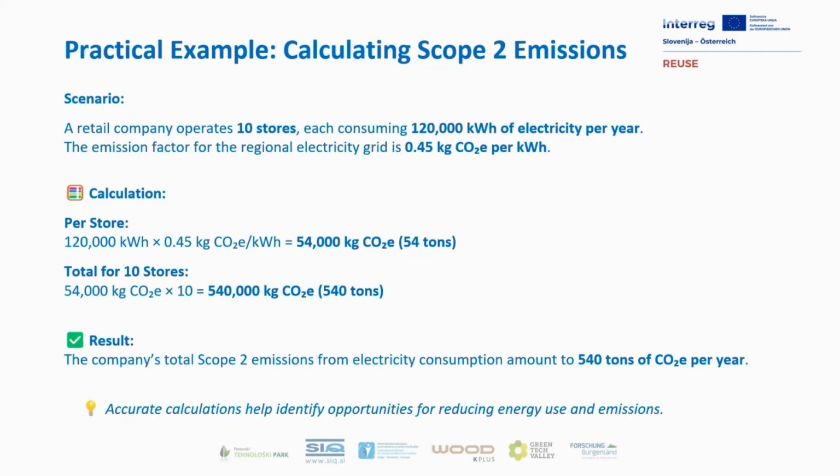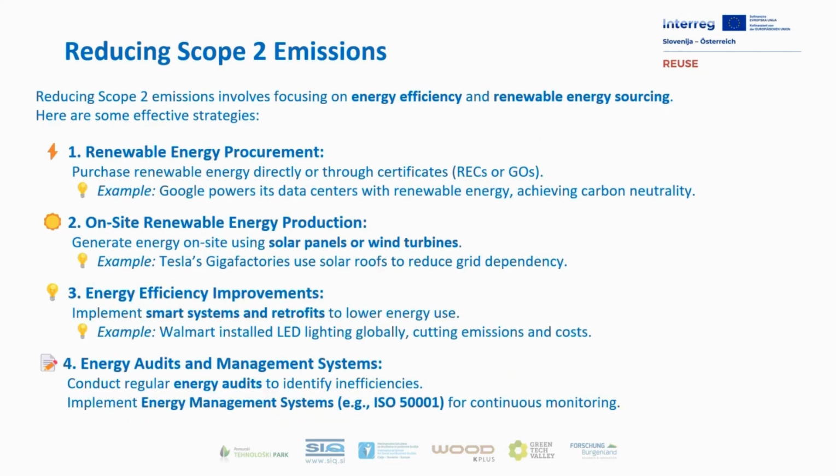chain. By calculating emissions this way, the company gets a clear and measurable picture of its total carbon footprint from electricity use. And this helps them develop more targeted and effective strategies to reduce their emissions in the future. So let's now look at how organizations can reduce Scope 2 emissions. Strategic approach to emission reduction.